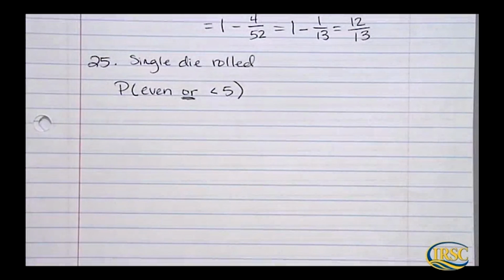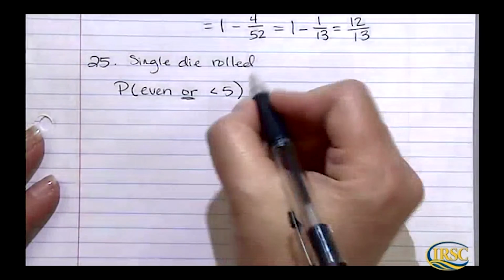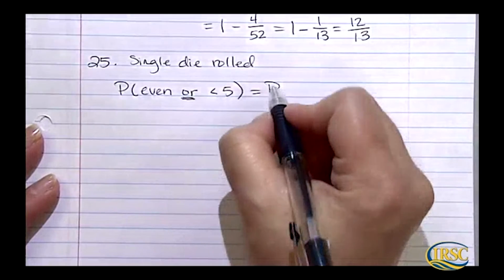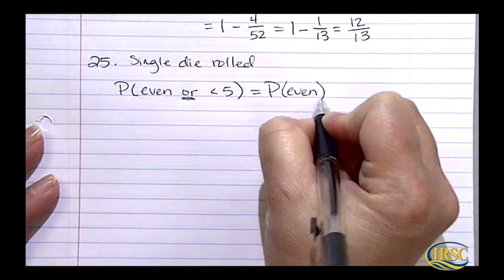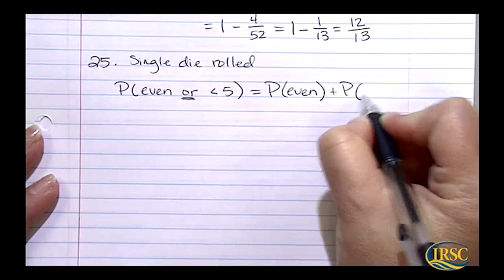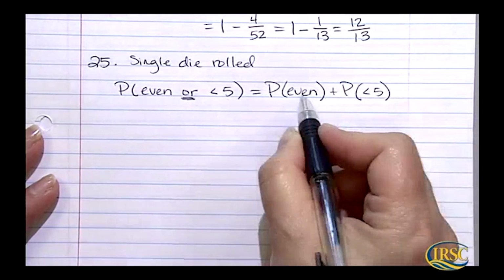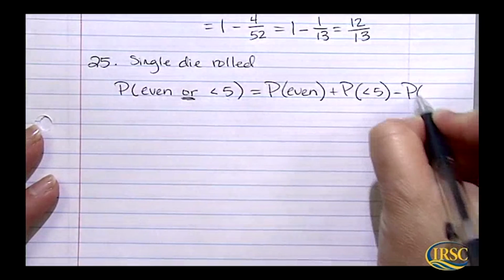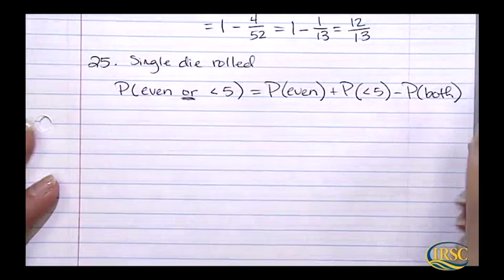And so when you have an or problem, you have to ask yourself, is it possible for you to get an even number and a number less than 5 at the same time? Yes. Okay, so because it's possible, well, first of all, or says that you are adding these two probabilities together. So the probability of getting an even plus the probability of less than 5. But since you can get these two at the same time, you're also subtracting the probability that you get both.